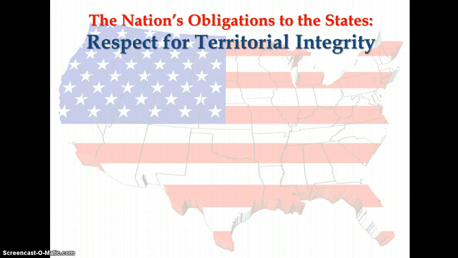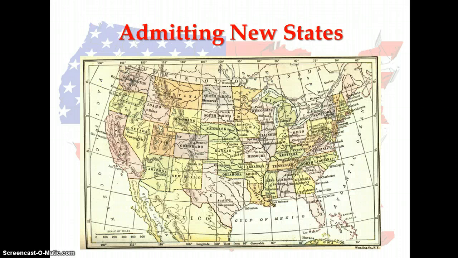Recall, too, that Article 5 of the Constitution declares that no state can be deprived of its equal representation in the United States Senate without its own consent. Only Congress has the power to admit new states to the Union. As part of the national government's guarantee of respect for each state's territorial integrity, the Constitution places only one restriction on that power. A new state cannot be created by taking territory from one or more of the existing states without the consent of the legislatures of the states involved.